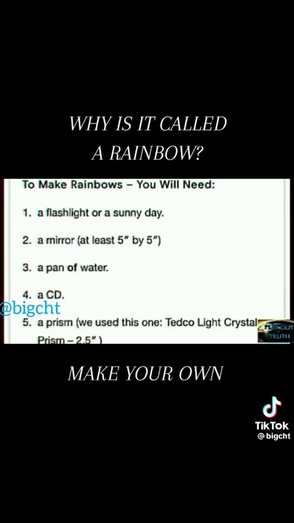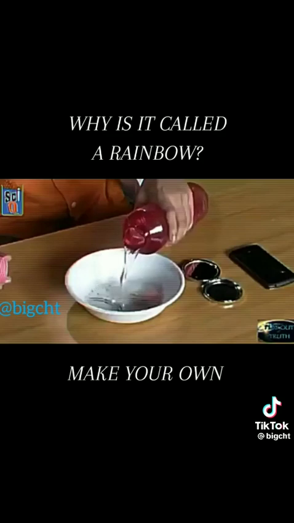Now, if we look up how to make a rainbow inside, here's what it tells us. We need a flashlight or a sunny day, a mirror at least 5 by 5, a pan of water, a CD, and a prism. We use this one, Tedco Light Crystal Prism 2.5. Now, here we go. I'm going to go through this really quick. We're going to fill the bowl of water. We're going to use the mirror.